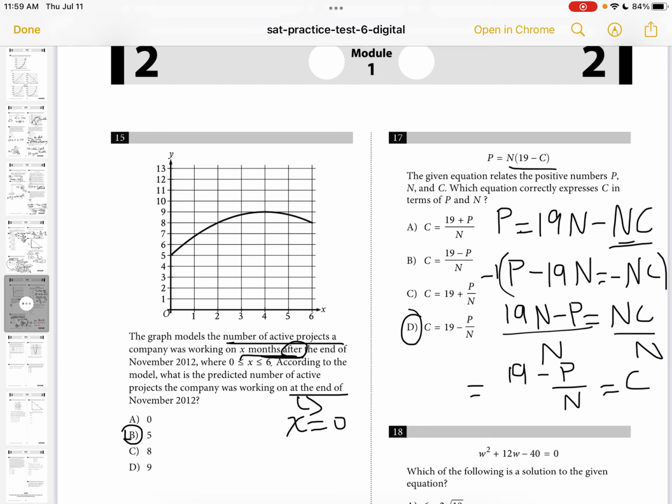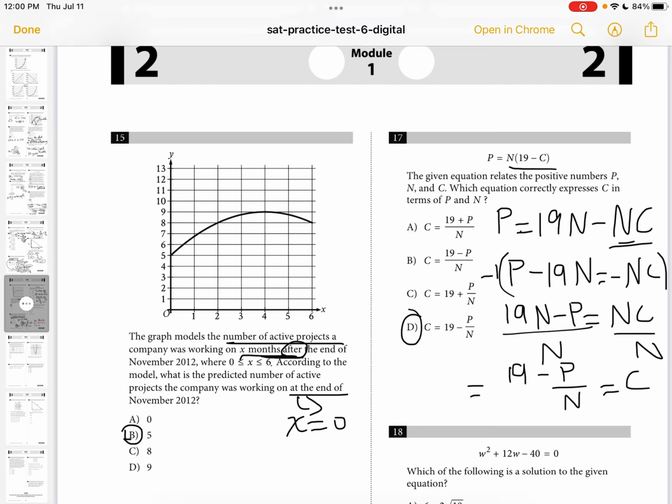Okay? Let's just make sure we did everything correctly. So we got p minus 19n equals negative nc, right? And I multiplied everything by negative 1 just to get nc as a positive term.